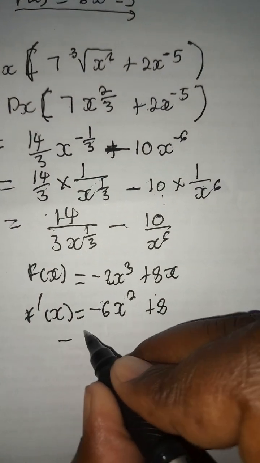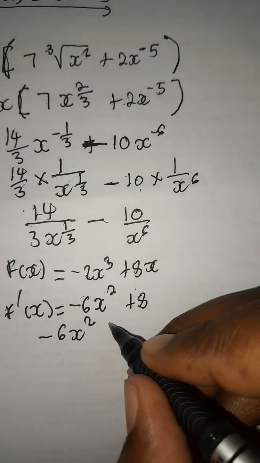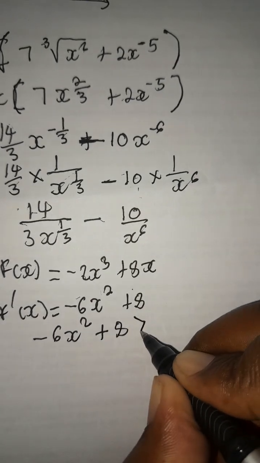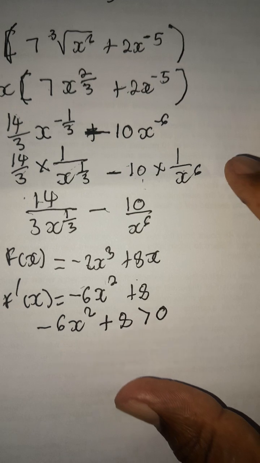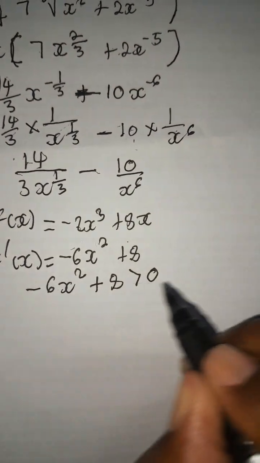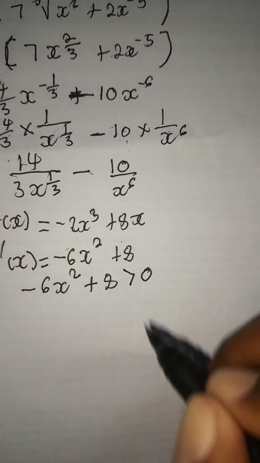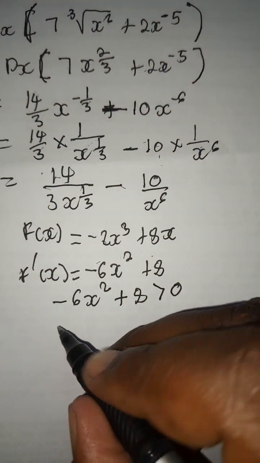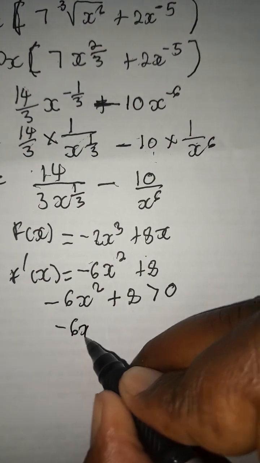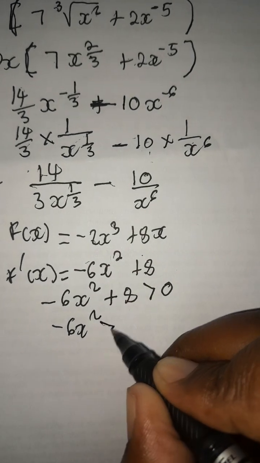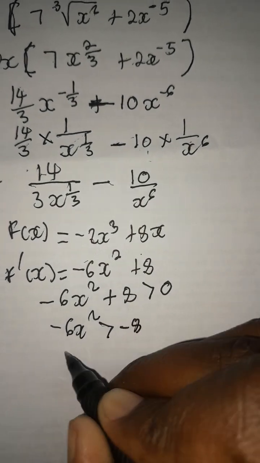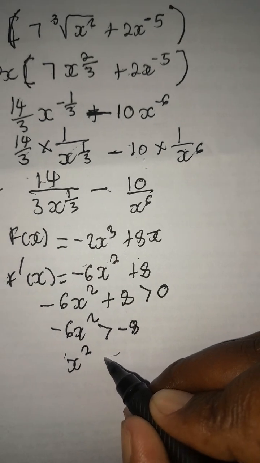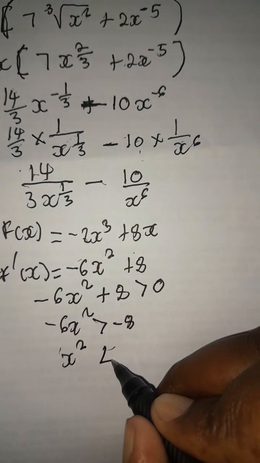Since they said it will have a positive gradient, remember we've already derived this, so that will be greater than 0. You'll use the inequality sign, which is greater than 0. Something that is positive is greater. If they said negative, we'd have used the less than sign. So we're going to say greater than 0. So let's simplify this. I'm having 6x squared. If we take 8, it becomes negative 8. Then divide by 6, we are left with x squared. Because we're dividing by a negative, this will be less than.